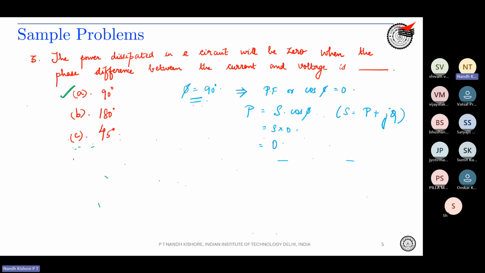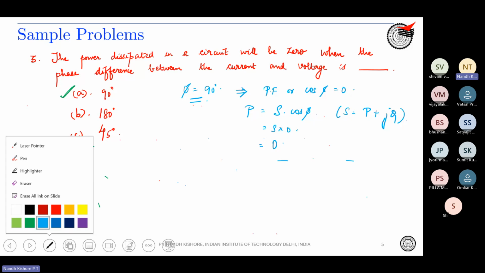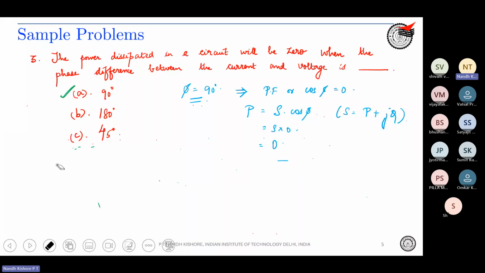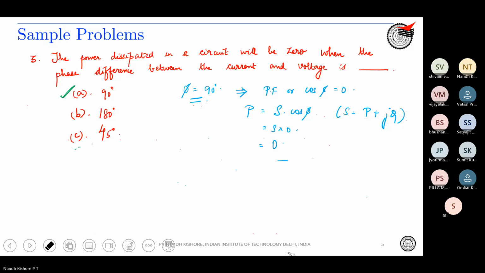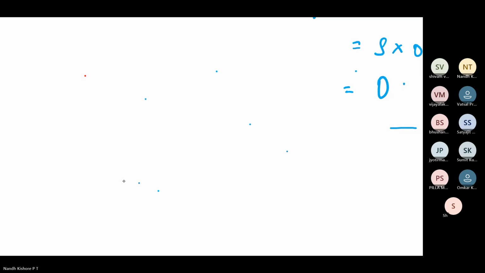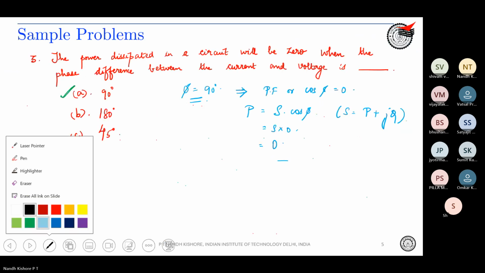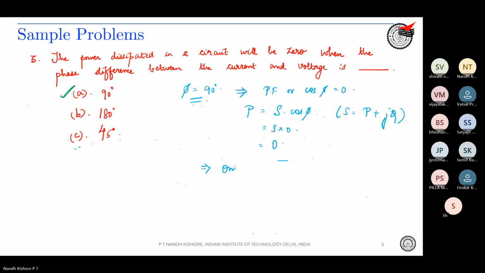So again, it means that the entire power is reactive power. It can either be positive or negative depending on whether the circuit is inductive or capacitive. But the point is that it's going to be entirely reactive power that's flowing in the circuit. Only reactive power flows.